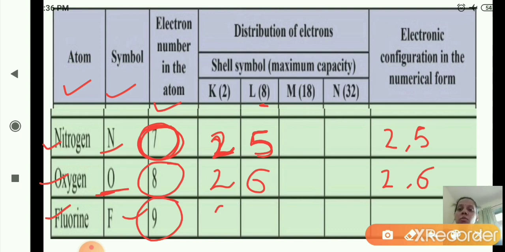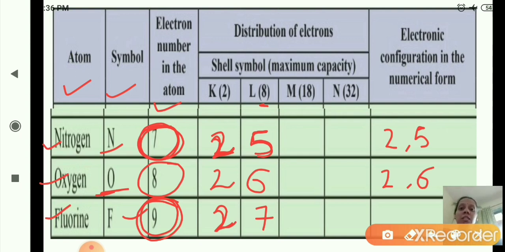Here it is 2 because the maximum capacity is 2. So first we will arrange 2 electrons. Now from these 9 electrons, 2 we arranged in K shell. Now how many electrons are remaining? Yes, 7 electrons are remaining. So 7 we will arrange in the next shell, that is L shell. Okay, till maximum capacity you can arrange the electrons. After that you will move to the next shell.